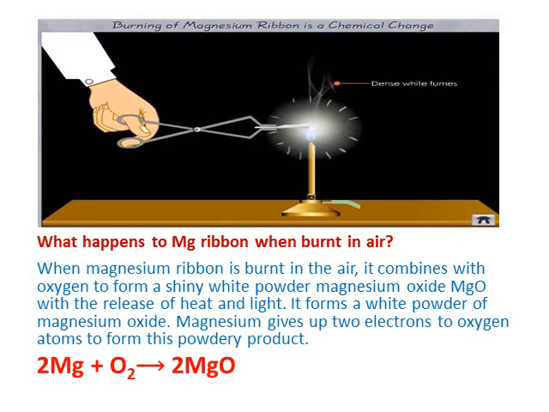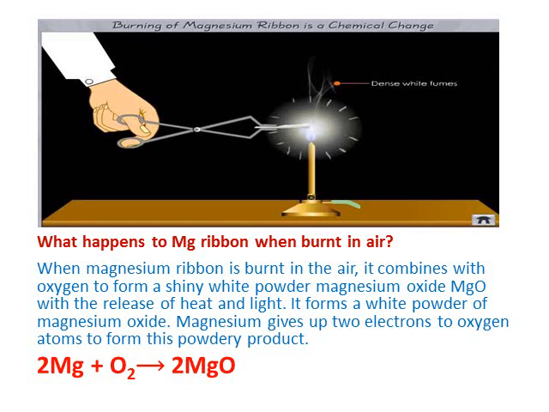Children, this slide is a very important slide, and it is an example of a combination reaction which is frequently asked in the board examination for 2 marks. The question is, what happens to magnesium ribbon when burnt in air? The picture above this illustrates the burning of magnesium ribbon.